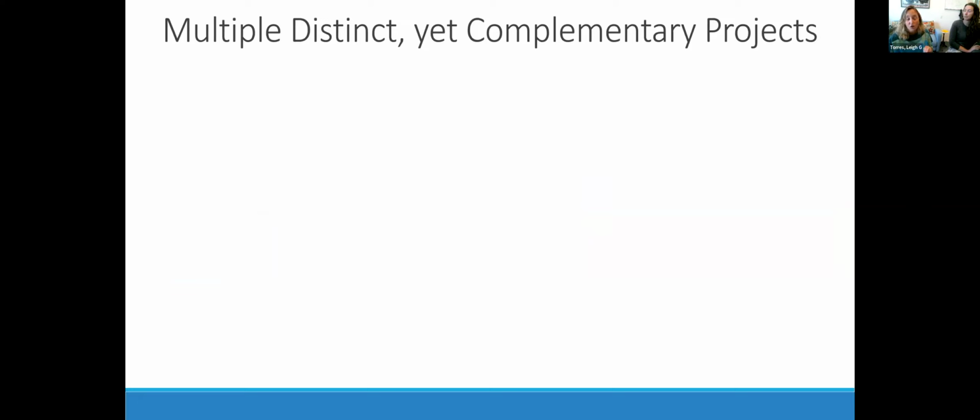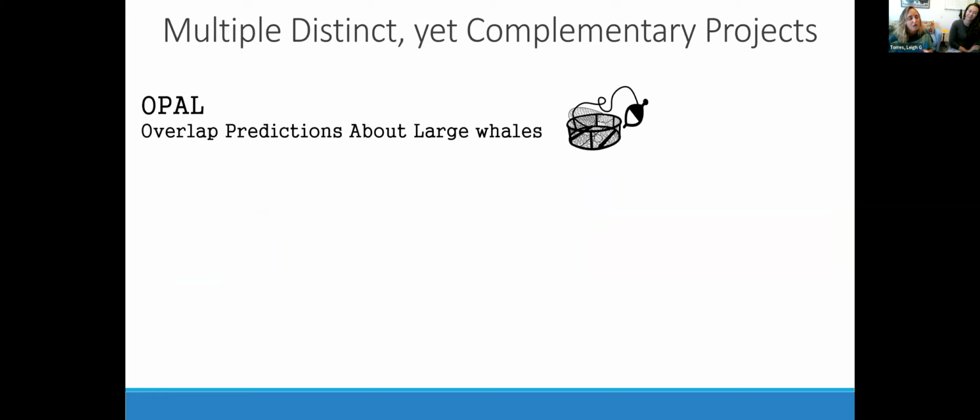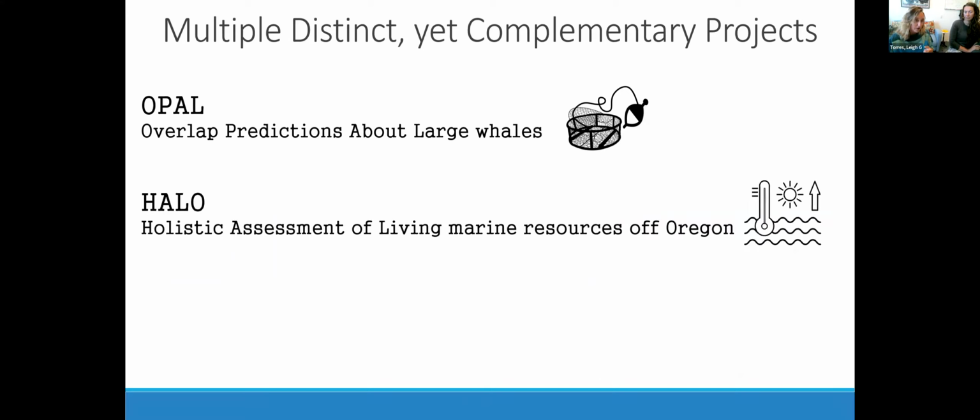And so we're going to describe those 3 projects to you and then explain what we can do with all that powerful data. So one of the projects is called OPAL, and it stands for the Overlap Predictions About Large Whales. And this has to do with fisheries entanglement between whales and different fisheries on the Oregon coast. Another project is called HALO, which stands for the Holistic Assessment of Living Marine Resources off Oregon. And here we're collecting data on marine mammals and seabirds to look at how they respond to environmental change in our oceans over time.